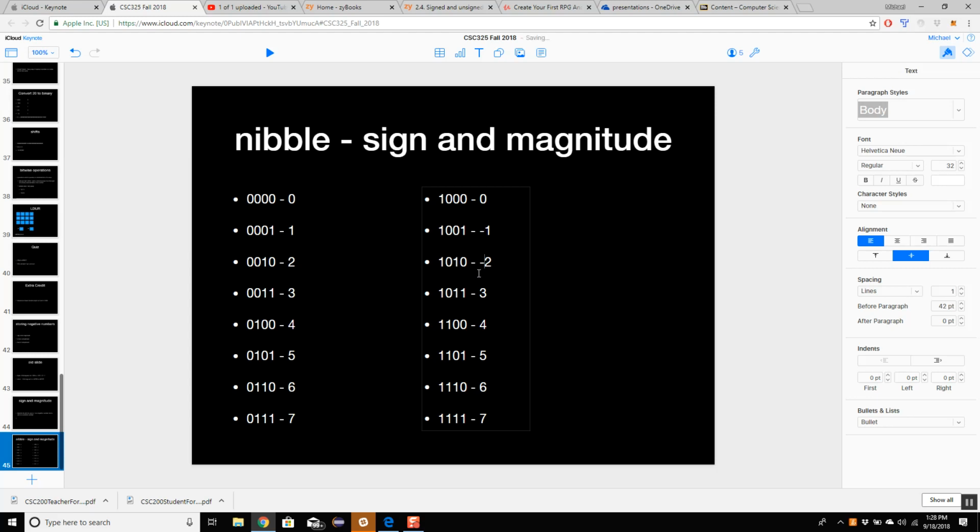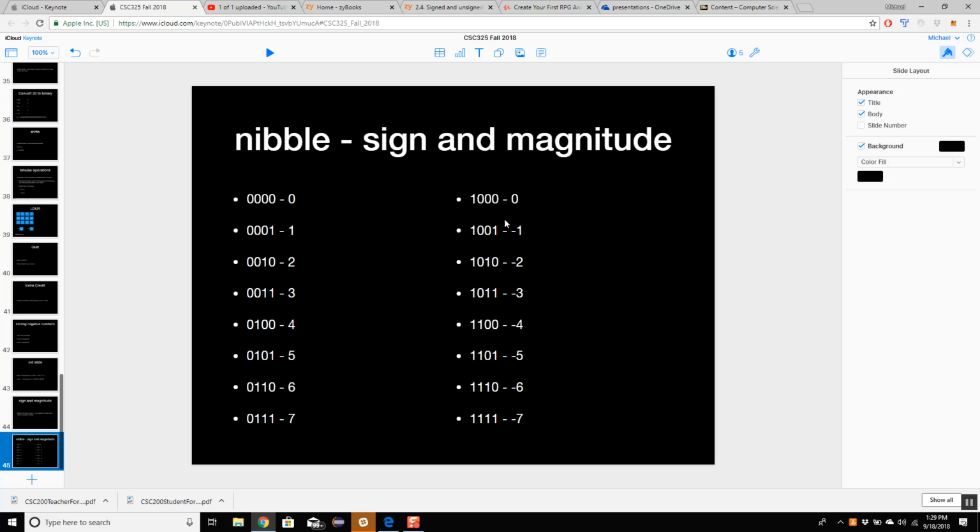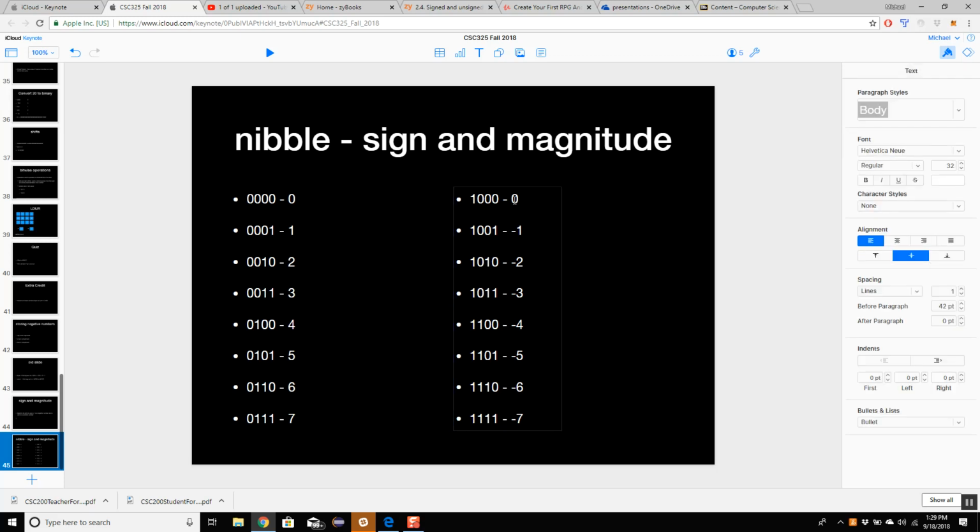This is a -1, a -2, a -3, -4, -5, -6, -7. All right, so we look at this. Now, just for completion's sake, we'll throw negative in front of the 0 there.